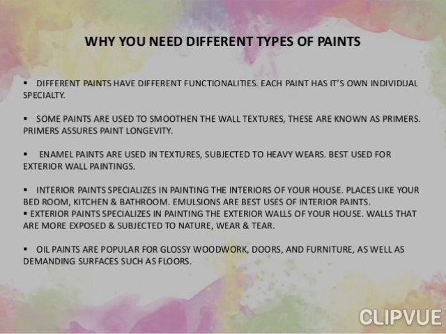Places like bedroom, kitchen, washroom, emulsions are best uses of interior paints. Exterior paints specialize in painting the exterior walls of our house. Walls that are more exposed and subjected to nature, wear and tear. Oil paints are popular for glossy woodwork, doors and furniture as well as demanding surfaces such as floors.